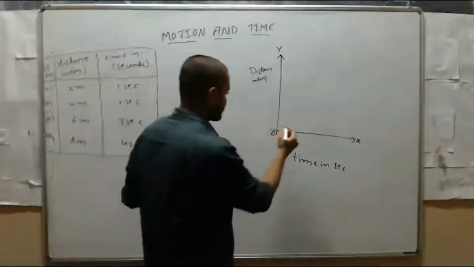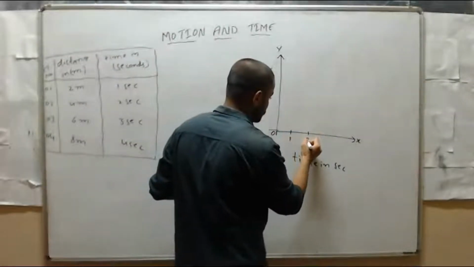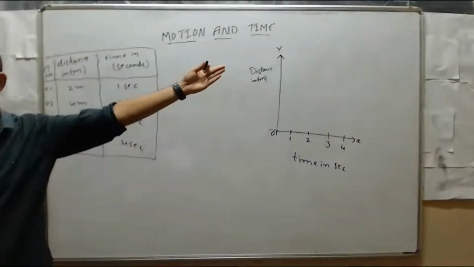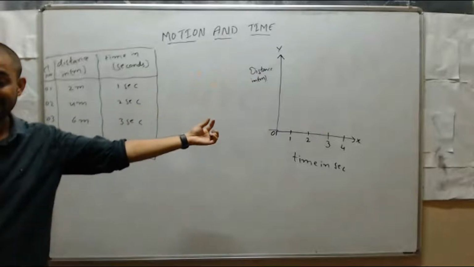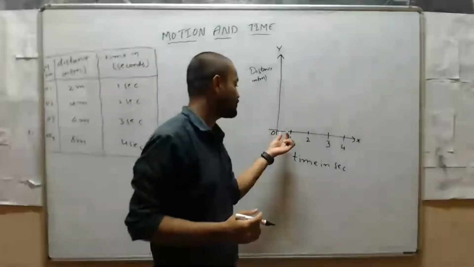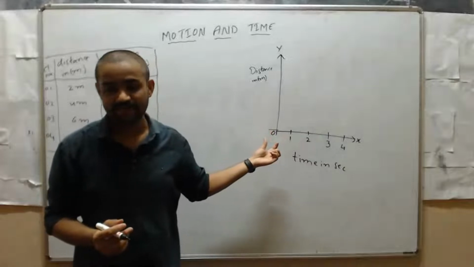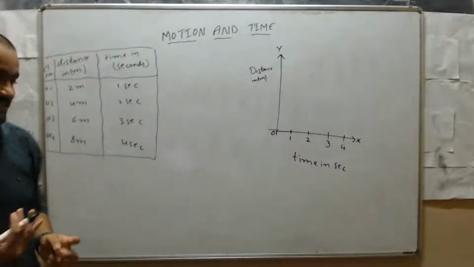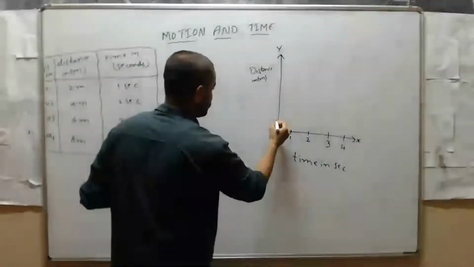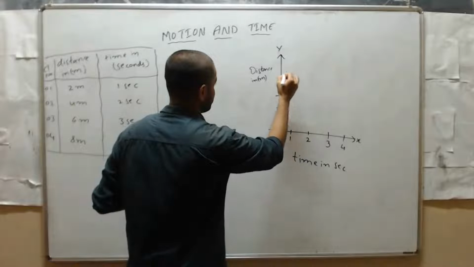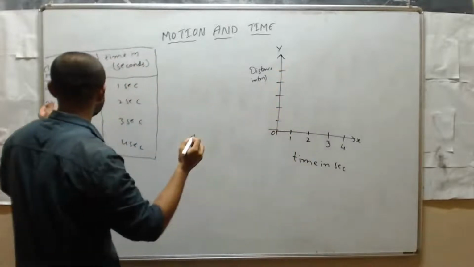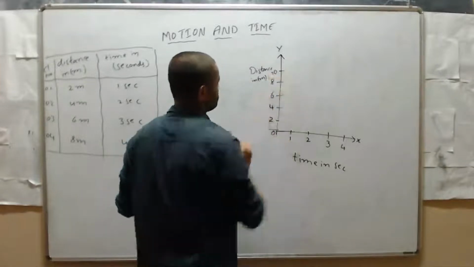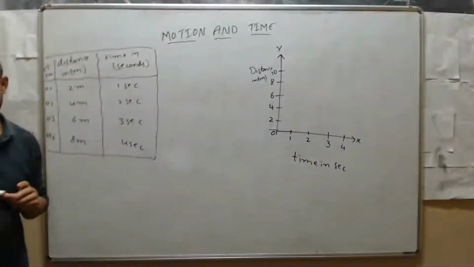See here, time 1 second, 2 seconds, 3 seconds, 4 seconds. Before that, we have to write the scale. That is, on the x-axis, 1 centimeter or 2 centimeters is equal to 1 second, like that. You have learned this in the mathematics classes. Then here, that is distance. What is the distance we have given? It is 2, 4, 6, 8, 10. Now concentrate here.